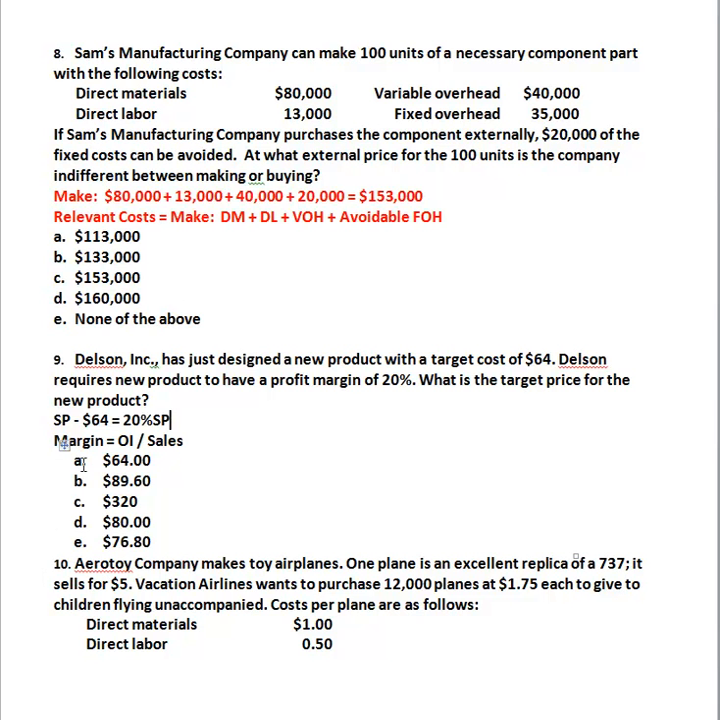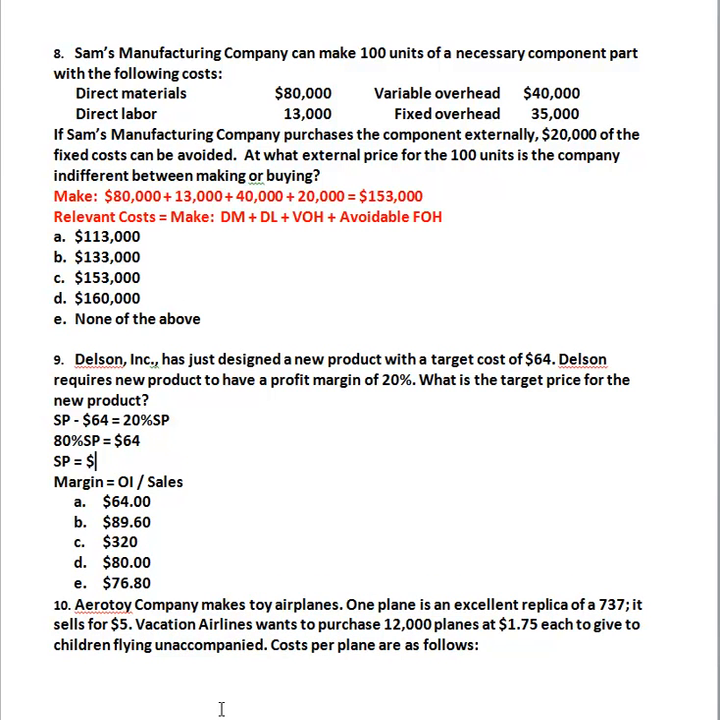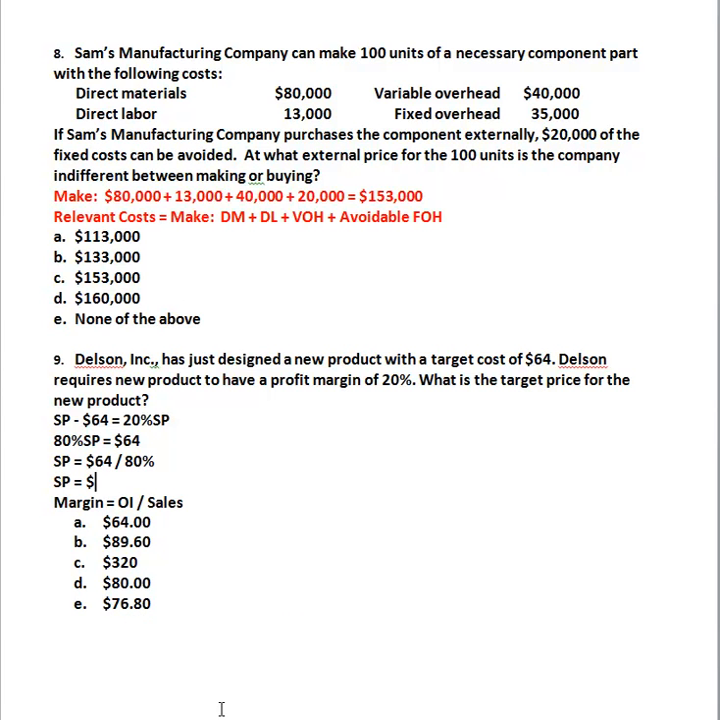Thinking back to the prior chapter, margin is income over sales. So margin times the sales price gives you operating income, and it tells you that we want to have a margin of 20%. So now we just want to fill in everything that we know. I'm going to isolate the SP, what we're looking for. To do that, I'm going to bring the 20% SP to this side of the equals, and swing the $64 to the other side. That leaves me with 80% SP equals $64. Do 64 divided by 80%. So your selling price is equal to $80. So your answer on 9 is D.